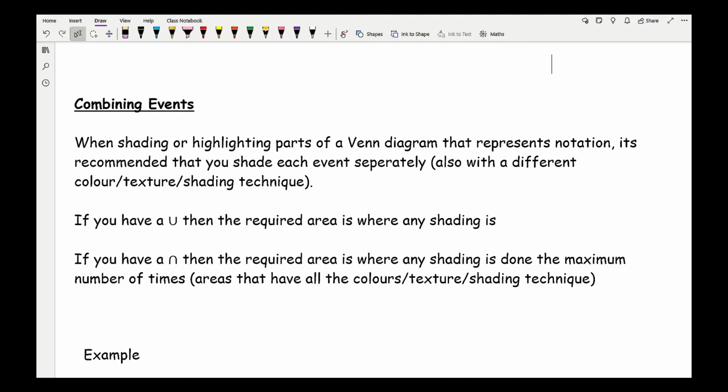If you have an "and" symbol, then the required area is where any shading is done the maximum number of times. So for example, if you've got two groups, then the "and" will be where both of those two shadings are. If you've got three, it's where three areas have been shaded, or three colours or three types of shading that you may have. Now if that makes absolutely no sense to you at all, do not worry, because I will go through what that all means. But I certainly would make a note of those two.